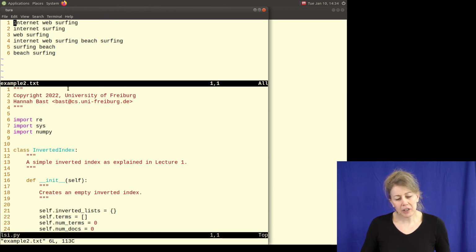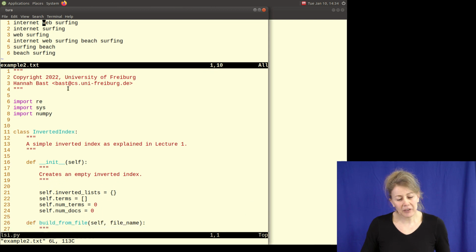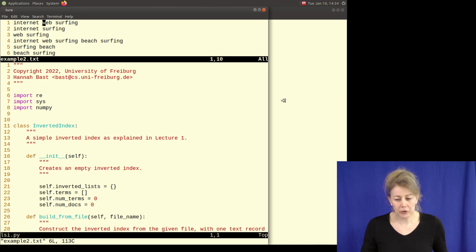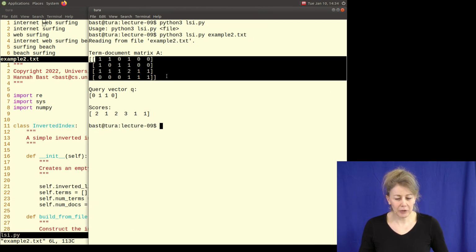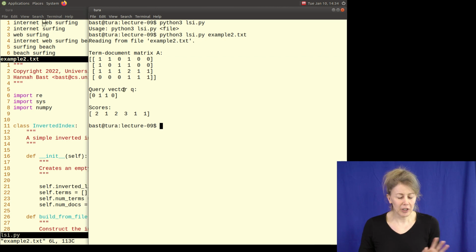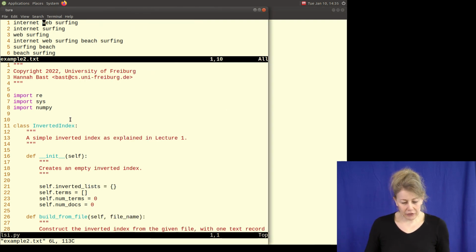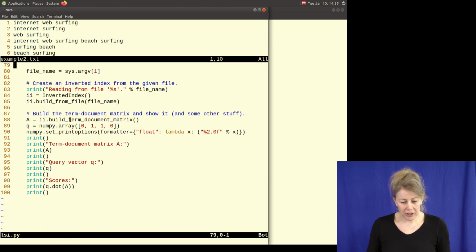This was exactly the collection which we used, and now it will just show me the term-document matrix. This is exactly the matrix from the slides, the original matrix. And then last time we just did some dot products, right? Just for this query, which is also the query in this lecture. And now let's just do some, and that's actually super simple.